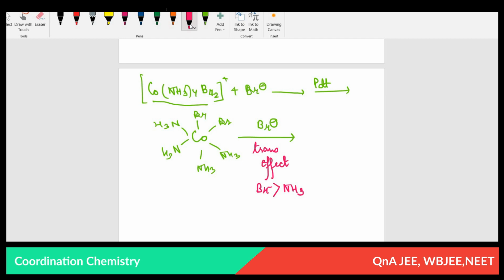So any NH3 which is in the trans position, the entering ligand will try to remove one NH3 and get into its position. So these two NH3 are trans. Now bromine minus will enter one and throw out the NH3. So the product will be this.